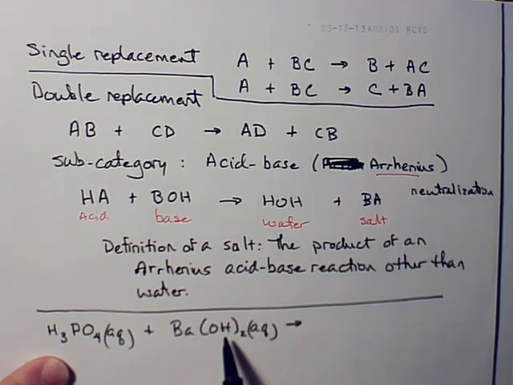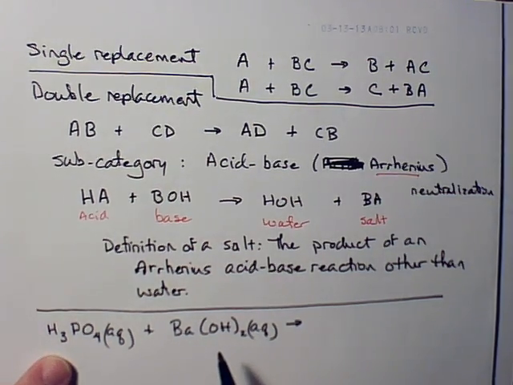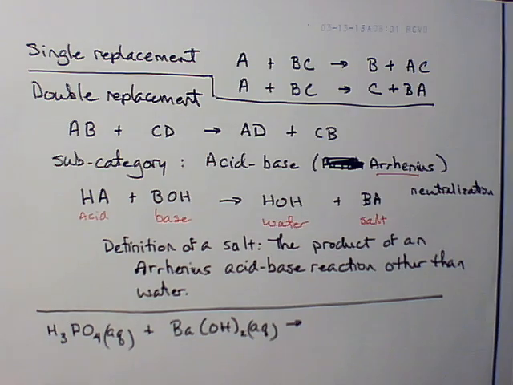This is a base. Now, in an Arrhenius base, you always have hydroxide. An Arrhenius base always has hydroxide in the formula.